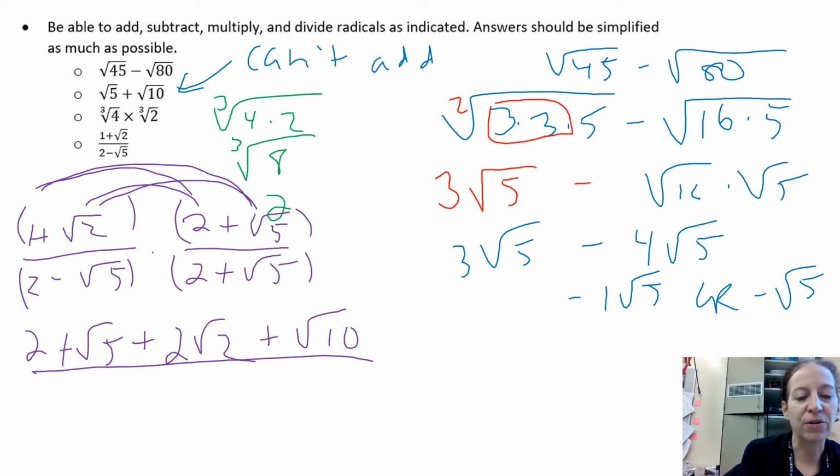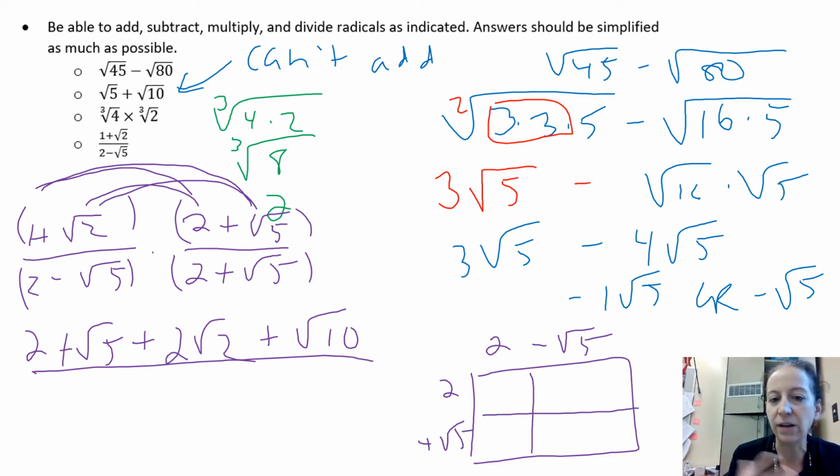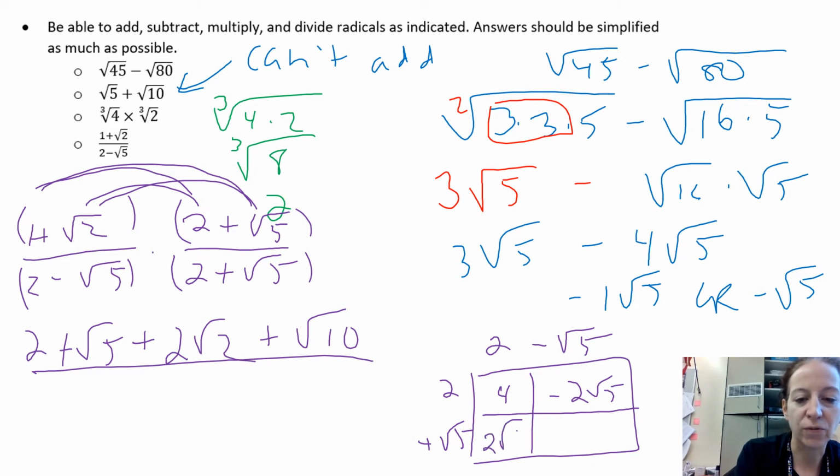Now, the other way you can multiply them is by using the area model, which I know a lot of you prefer. So for the second multiplication, I'll use the area model just so we can review all of this. So the area model, you set up your rectangle, and we've got 2 minus root 5 times 2 plus root 5, and then we find the area of each rectangle and add them together. So 2 times 2 is 4. 2 times negative root 5 is negative 2 root 5. 2 times root 5 is positive 2 root 5.